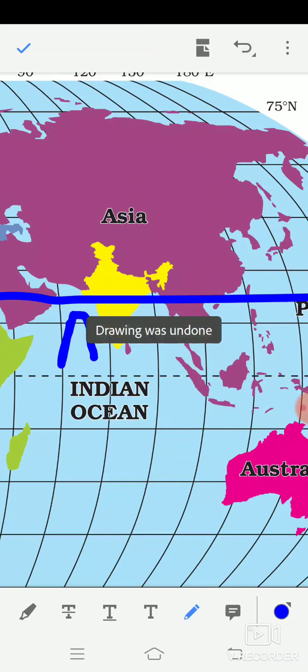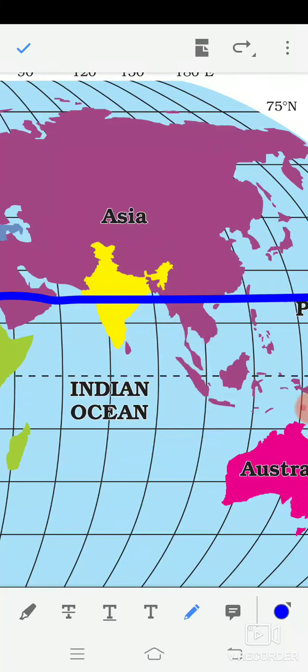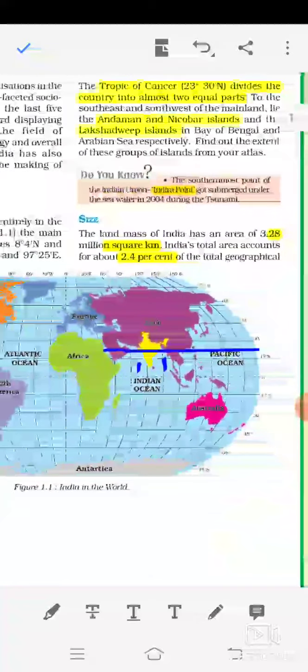Now one more thing. In the Bay of Bengal, one island group is there. Its name is the Andaman and Nicobar Islands. Here it is the Andaman and Nicobar Islands, and here the Maldives. Maldives is in the Arabian Sea, but the Andaman and Nicobar Islands are in the Bay of Bengal. So that is the point they have given here.